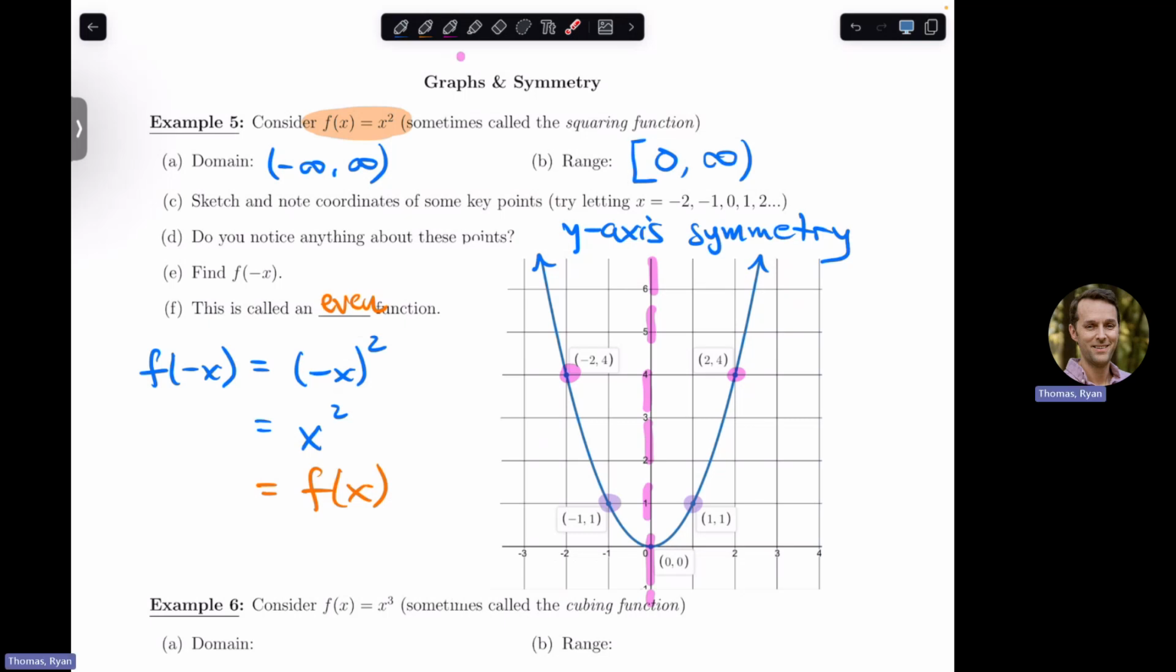Okay, well, do the same thing with example 6 there. The cubing function.